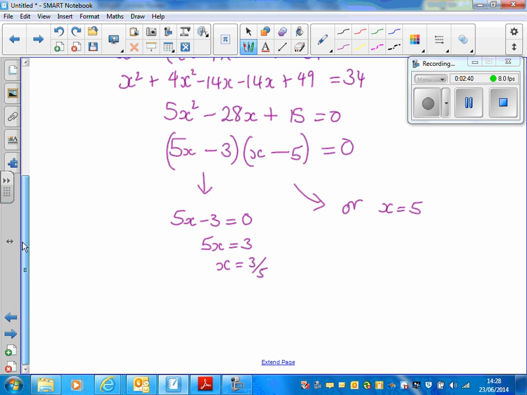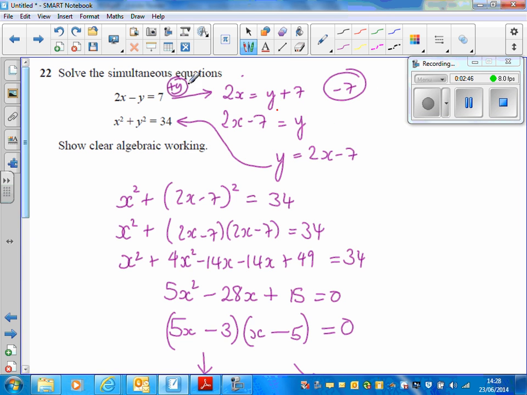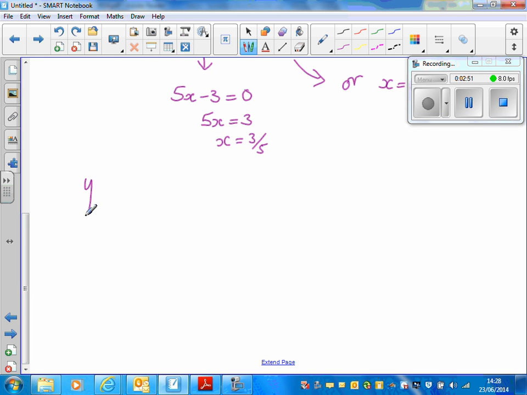Now for each of those, I need to find a y value, and to do that, I'm going to go back to the simpler of my two original equations. Well, I'm going to use this one, y equals 2x minus 7. So let's just write that again. y is equal to 2x minus 7.